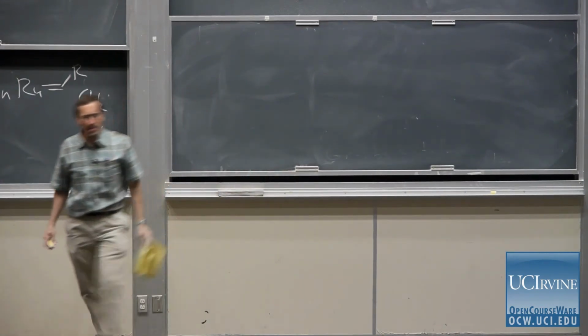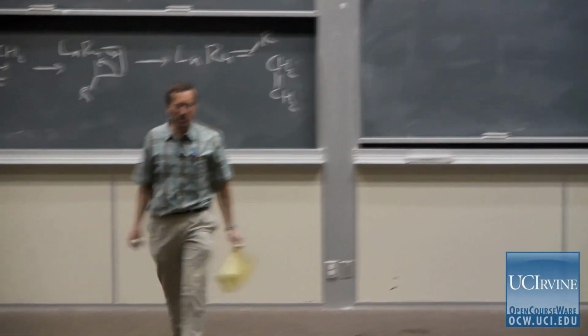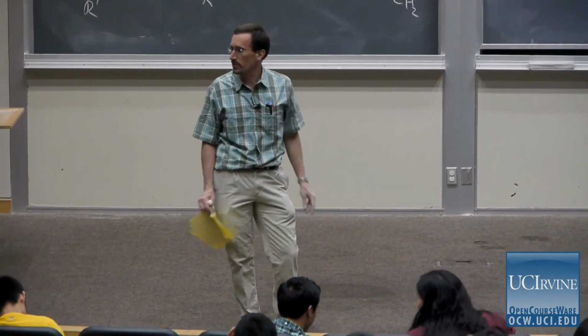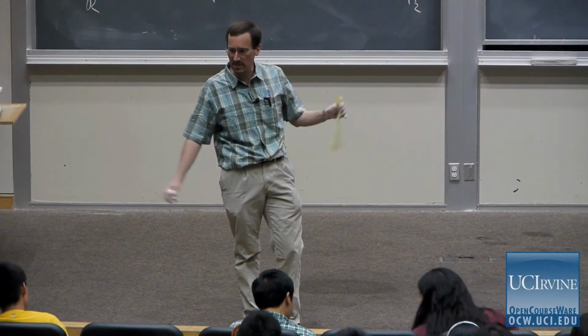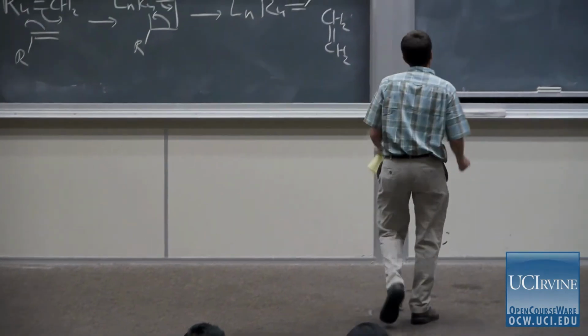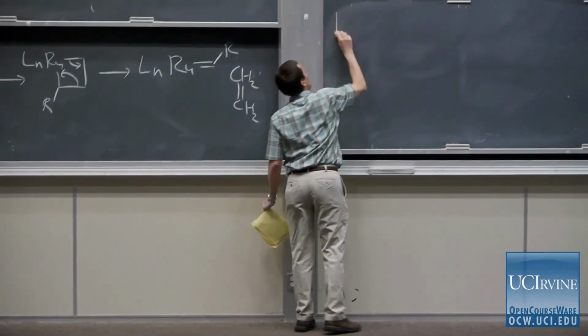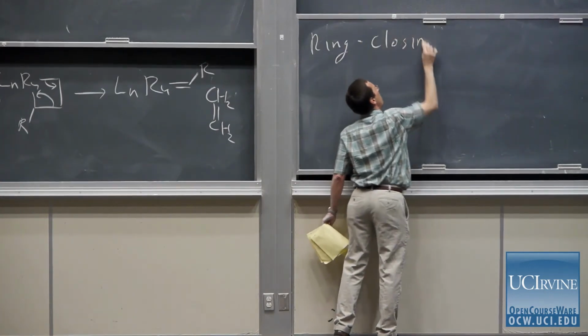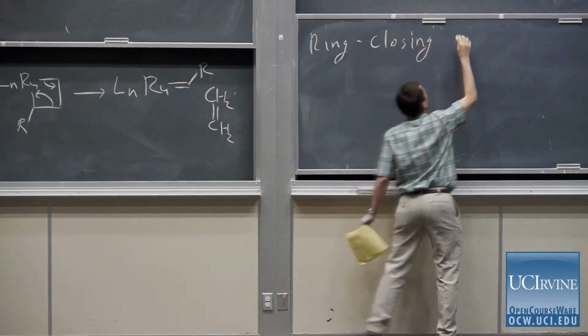So as I hinted before, this reaction often is used when two alkenes are in the same molecule to make a new ring. We've seen lots of rings. We've seen rings in steroids, other sorts of rings. And the ring closing metathesis, as it's called, or RCM, is a particularly powerful way of making rings.